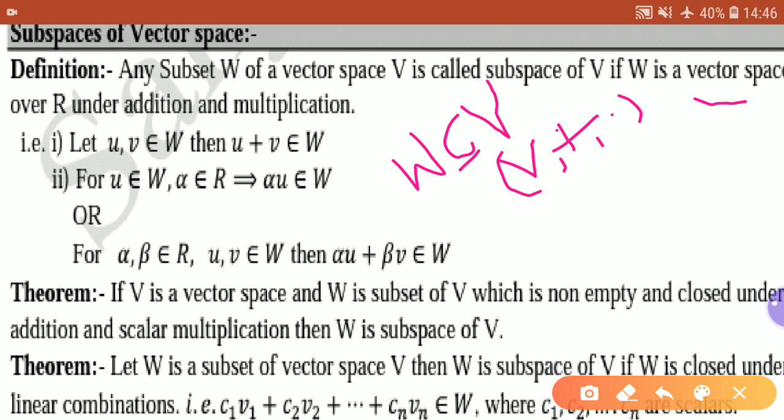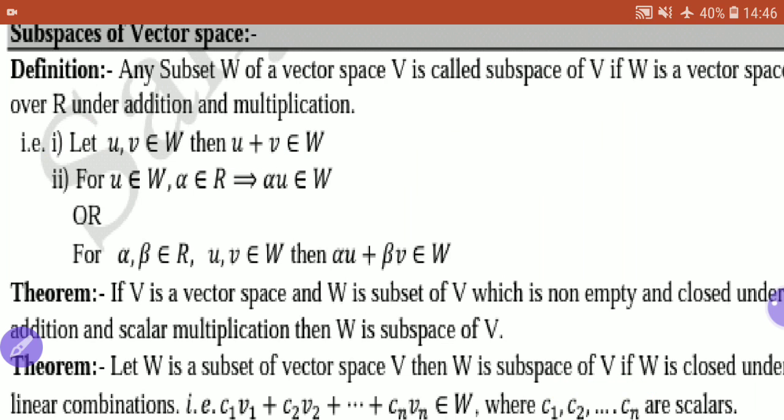vector space V. Now for checking whether it forms a vector space or not, only two conditions we need to check. The first one, condition number 1: for any U, V belonging to W, the addition of the two vectors U plus V also belongs to W. It means W has to be closed under addition.